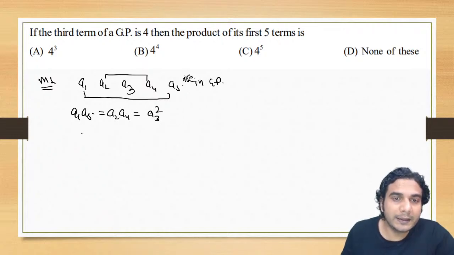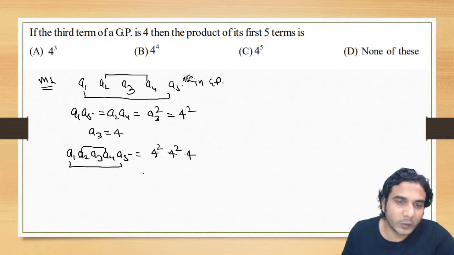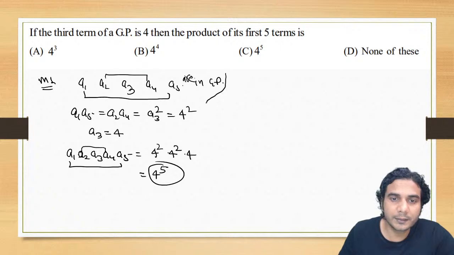And A3 is given, so the third term is given as 4. You need to find the value A1 into A2 into A3 into A4 into A5. So this product is going to be 4 square, 4 square, and A3 is 4. So yes, your answer is correct, Sakshi. 4 raised to 5. So the answer is 4 raised to 5. All right, this is method 1. Now let me tell you method 2.